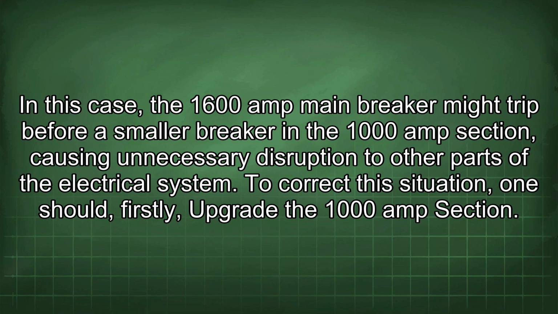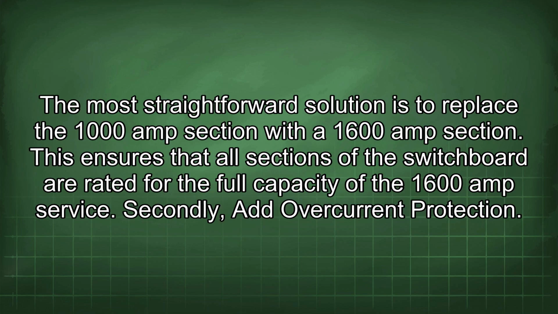To correct this situation, one should firstly upgrade the 1000 amp section. The most straightforward solution is to replace the 1000 amp section with a 1600 amp section. This ensures that all sections of the switchboard are rated for the full capacity of the 1600 amp service.